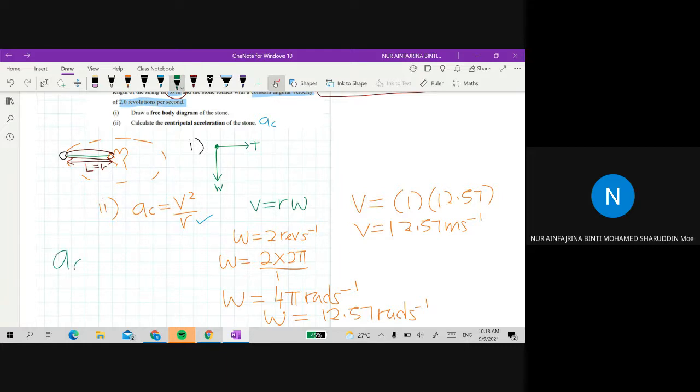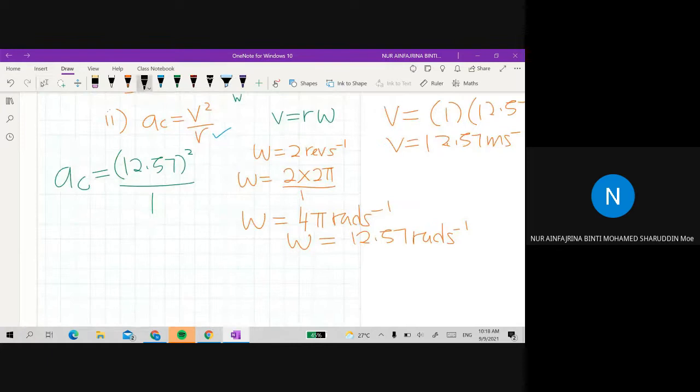Now let's look for our centripetal acceleration. So our linear speed is 12.57 squared divided by our radius is 1 meter. So when you press the calculator, what do you get? What is the value that you get for your centripetal acceleration, kids? 1.57 times 10 to power of 2. Oh, okay. I know what you saying just now. 157.9 meter per second squared.